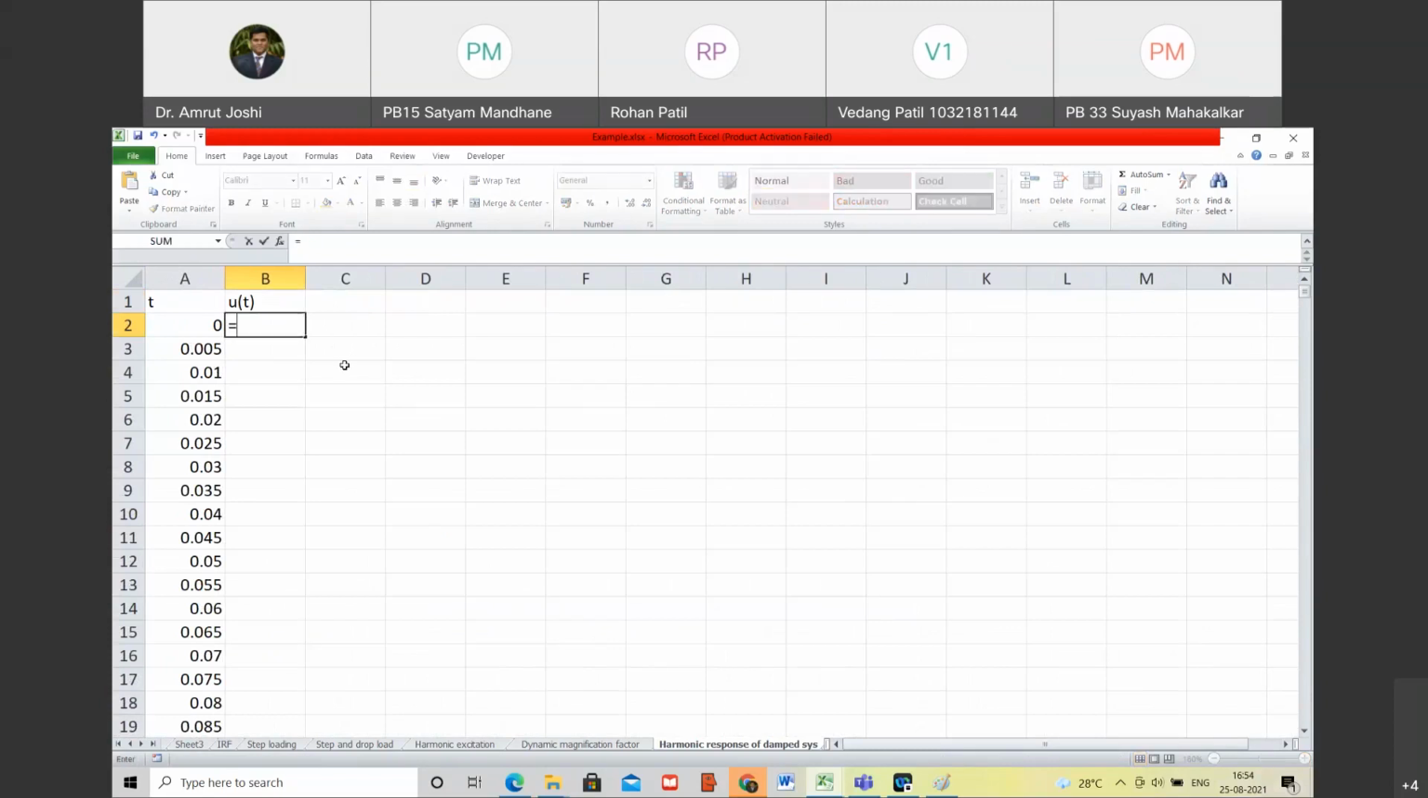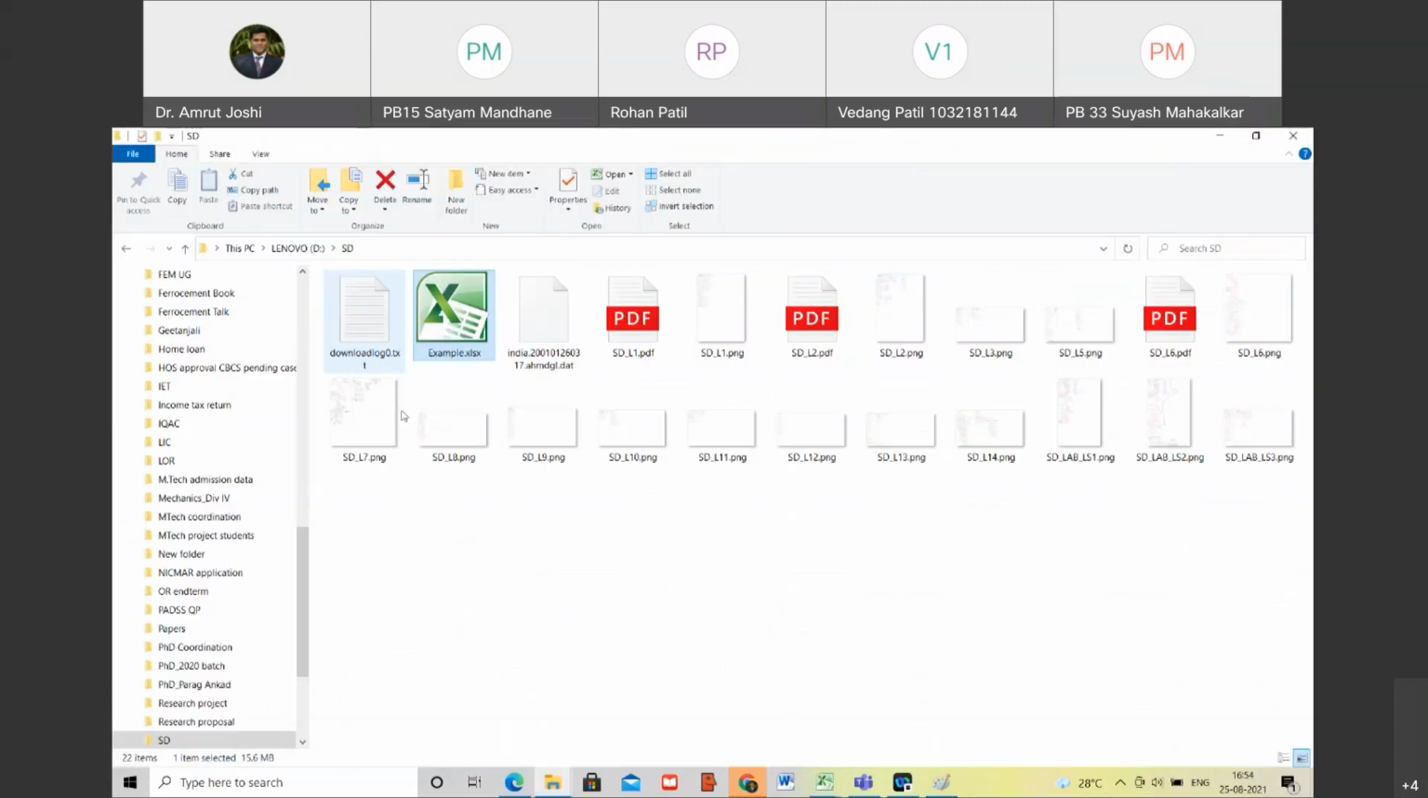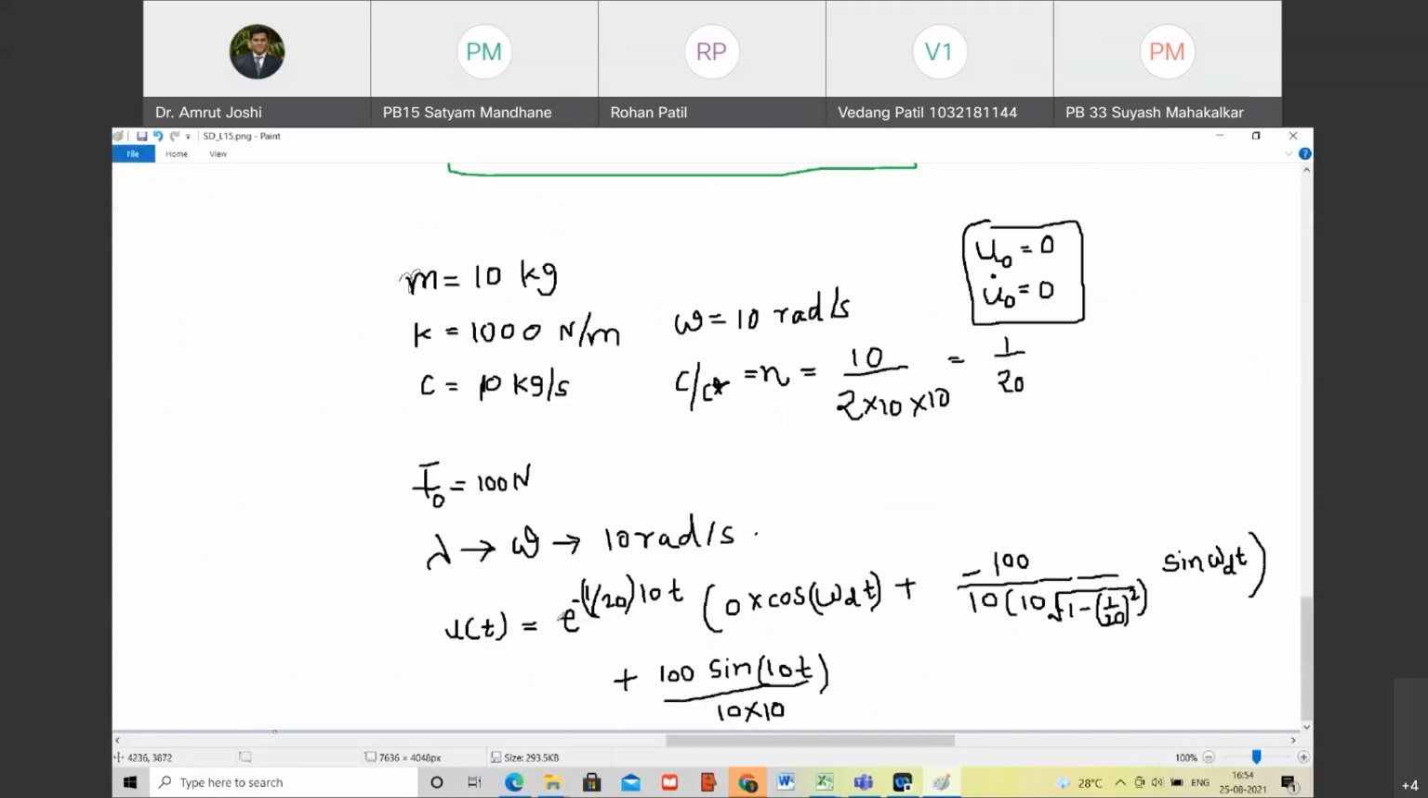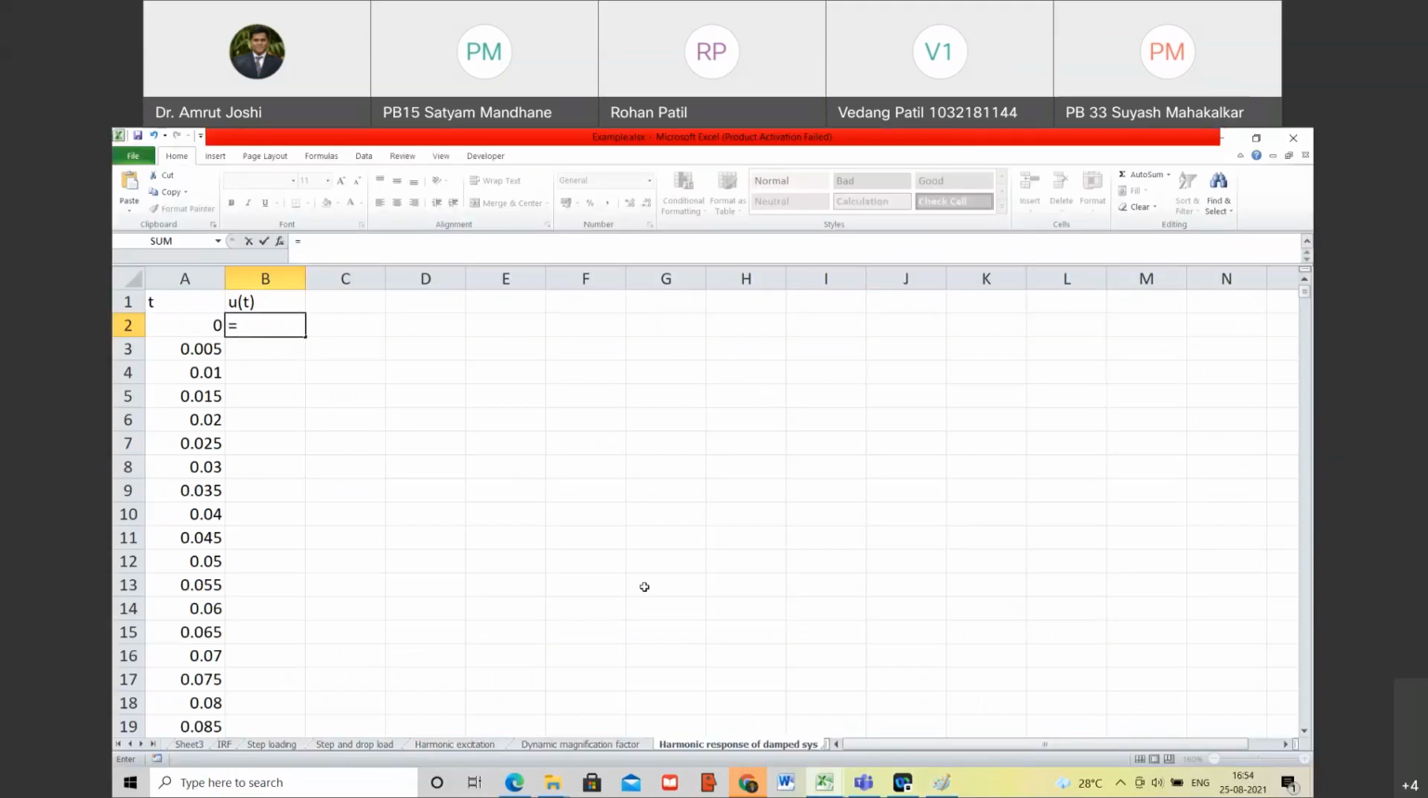So what is the equation? Look at the expression, it is e raised to minus 1 by 20 into 10 into t. So 10 by 20 becomes half. So it is minus 0.5 t. So that's what I'm going to write. Exponential minus 0.5 into t. This complete into bracket.